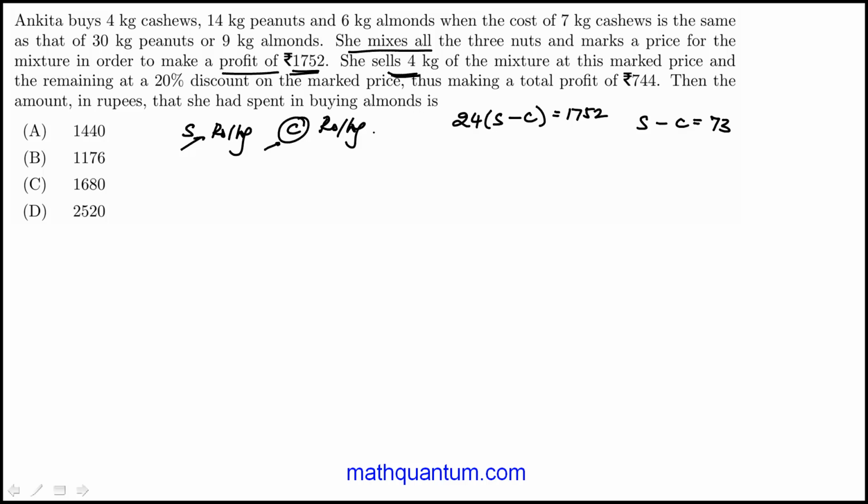Now the next one is that she sells 4 kilograms of this mixture at the marked price. So her revenue would be 4S, and for the remaining 20 kilos, she sells it at a 20% discount. So again, would be 20 kilos times 0.8S, because she's selling it at a 20% discount. And the cost would still be 24C, and that needs to be equal to 744. So if you simplify that, this would be 16S. You'll get 20S minus 24C is 744.